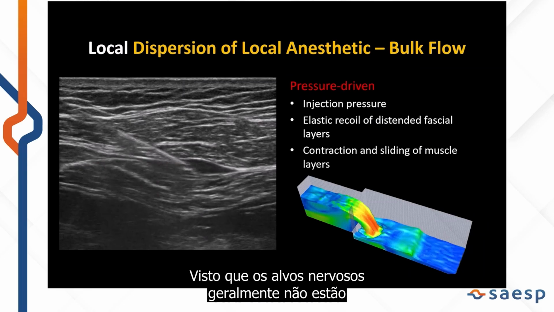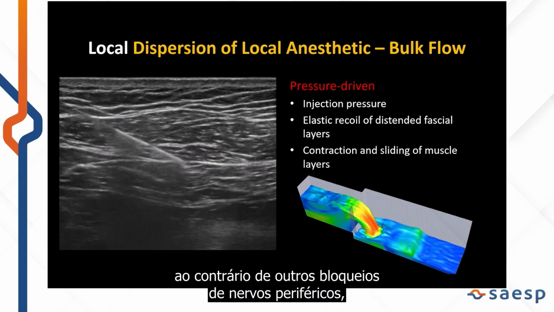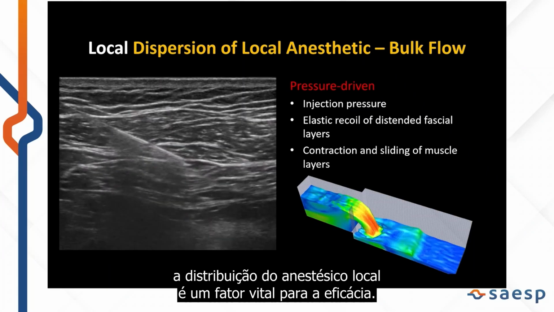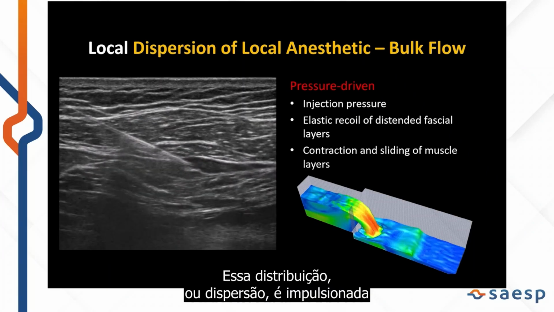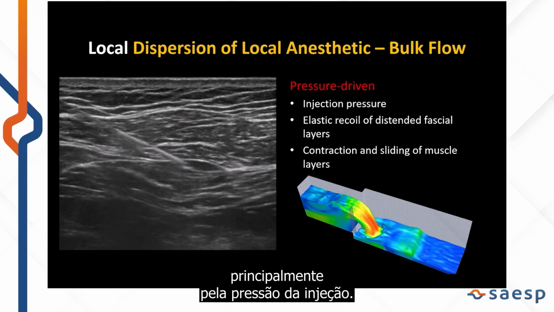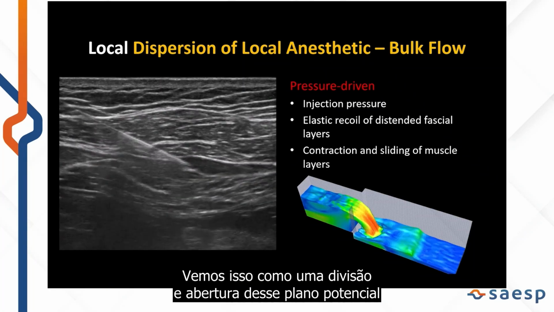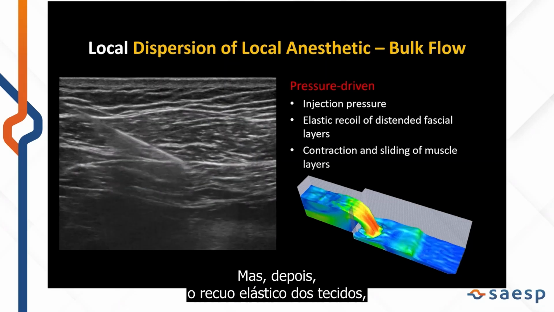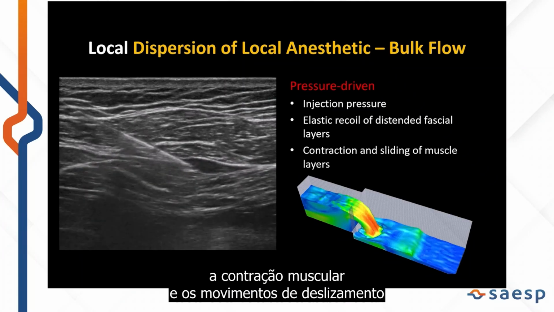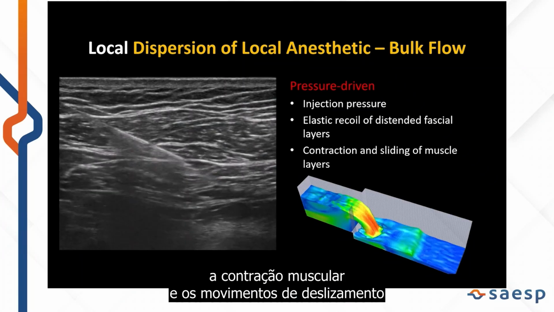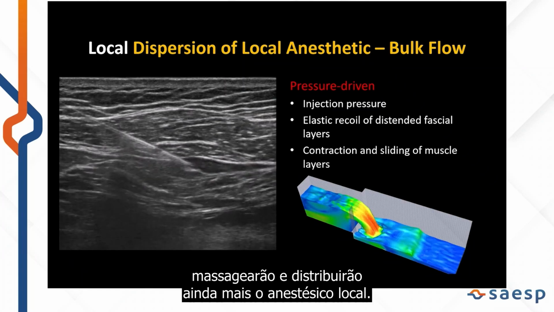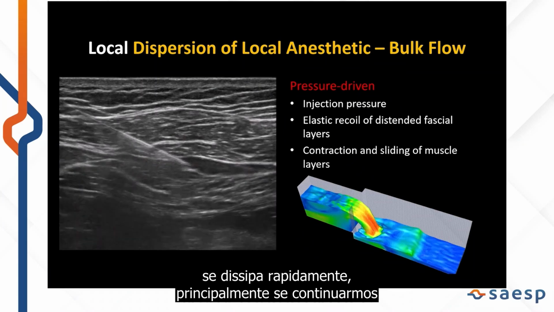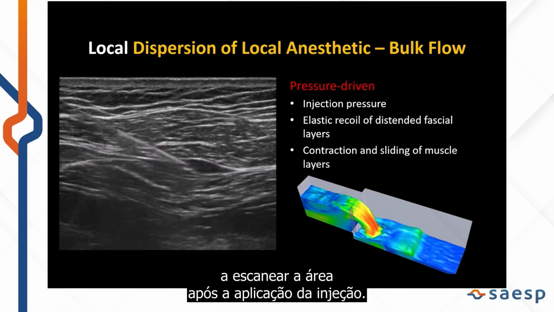Now, because the nerve targets are not usually right at the needle tip, unlike with other peripheral nerve blocks, the distribution of local anesthetic is an important factor for efficacy. And this distribution or dispersion is driven firstly by the injection pressure, and we see that as a splitting and opening up of the potential space between fascia as we perform our injections. But thereafter, the elastic recoil of the tissues, as well as muscular contraction and sliding movements, will further massage and distribute the local anesthetic. And we often see this as the pocket of local anesthetic rapidly dissipating, particularly if we continue to scan the area after injection is complete.